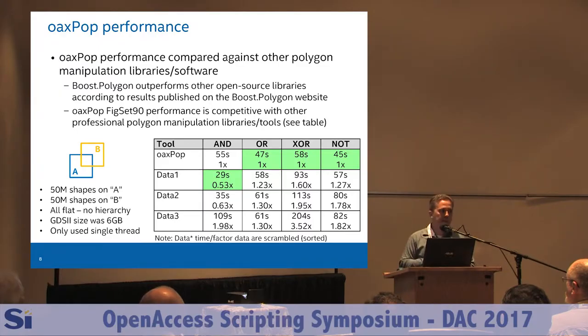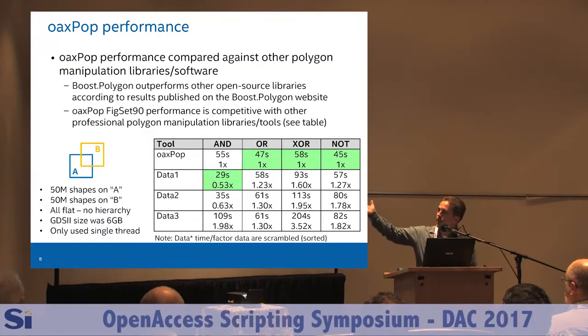These are all flat shapes. I synthesized 50 million shapes on layer A, 50 million on B, and I believe it was just that. I can't recall, it may have been randomized to some extent, but it was just intersections like that. The GDS size was 6 gigabytes, and I only used a single thread in all cases.